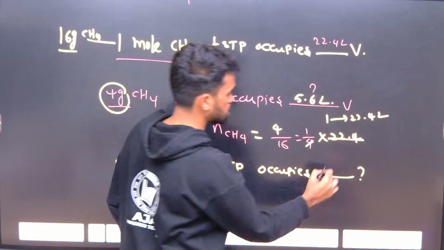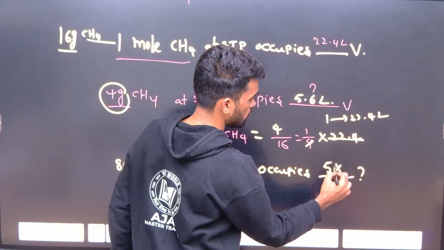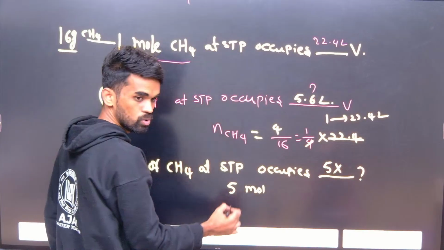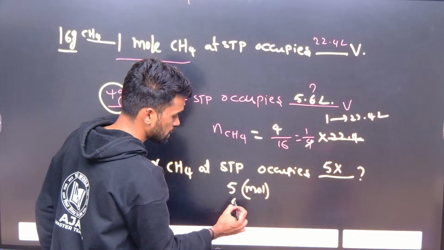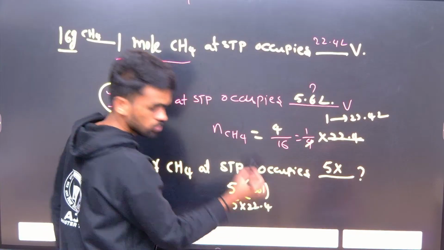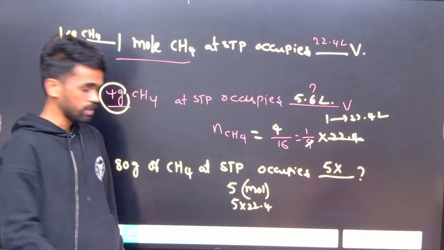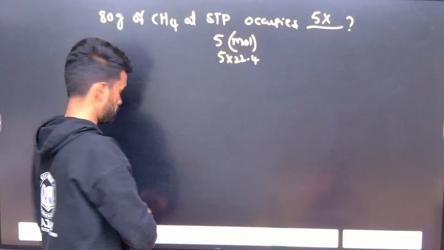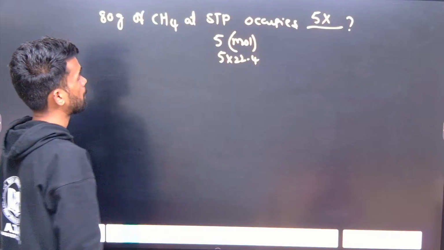So here also you are going to get the number of moles as 5. I am saying 5 mole, so in the place of mole I can write 22.4, that's it. Okay. So next, is this clear? Everything is clear? Yeah.